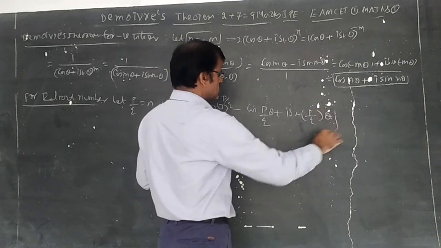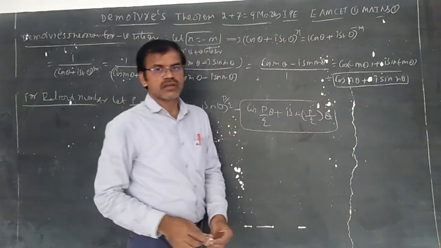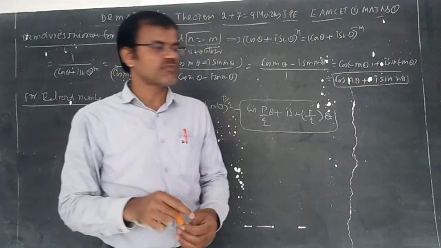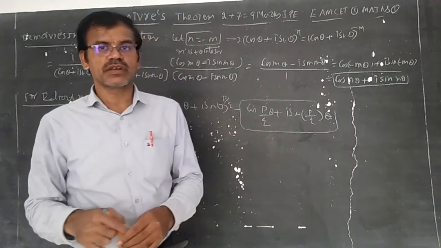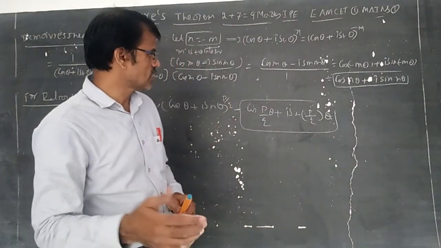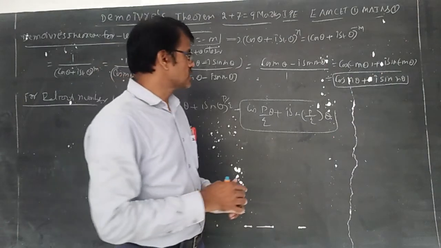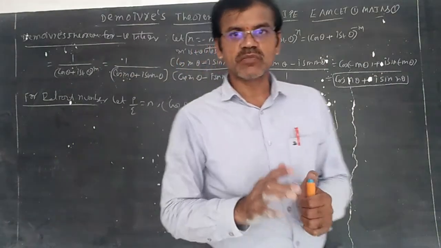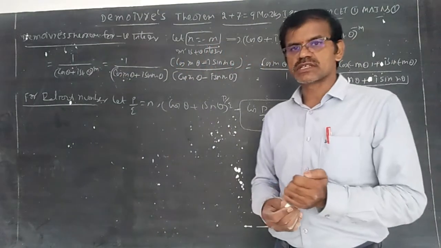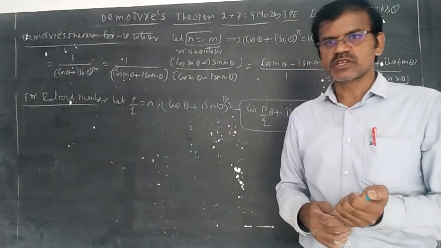For a rational index, another proof is also there. It is called nth roots of unity, which we can discuss in another module. Okay students, you have completed the De Moivre theorem proof. Let us discuss De Moivre theorem examples in the next class.